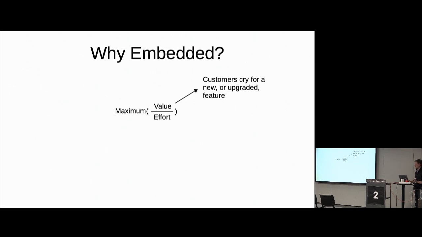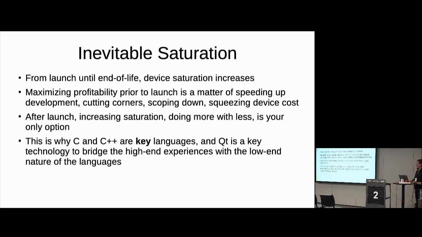But that's actually not my point. It's a deviation, because my point is that customers keep crying for new features, upgraded features, and so on. And this formula only continues to generate value for the company if you're able to make it happen from an engineering point of view. And embedded devices are really tough. They're very constrained.